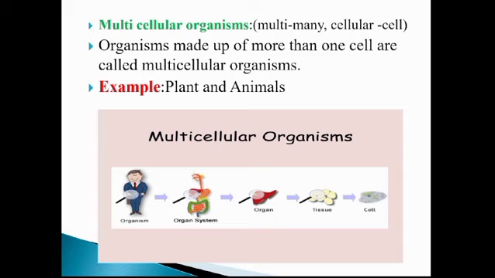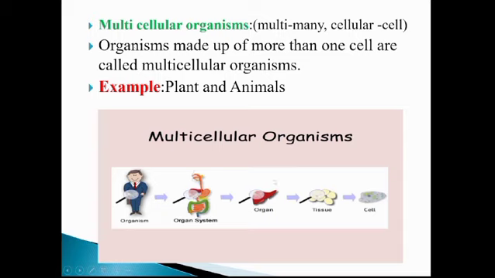Multicellular organisms. Here, multi means many and cellular means cell. Then what are multicellular organisms? Organisms made up of more than one cell are called multicellular organisms. Examples are plants and animals. Here the different functions are performed by different organs, which are formed by different specialized cells. For example, in animals, the organs perform different functions. These organs are made up of different specialized cells.